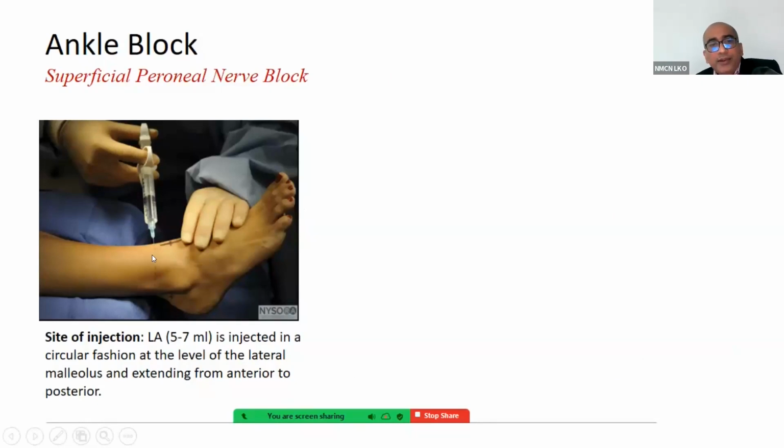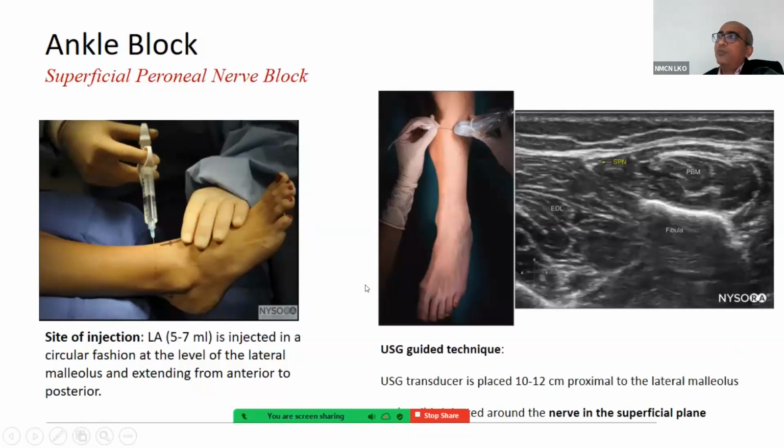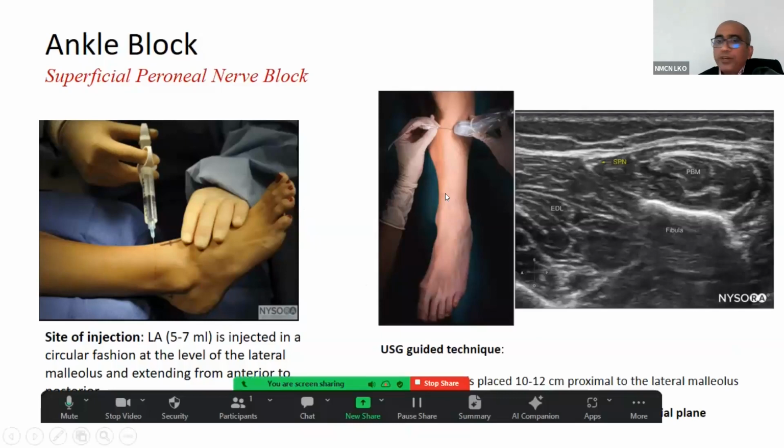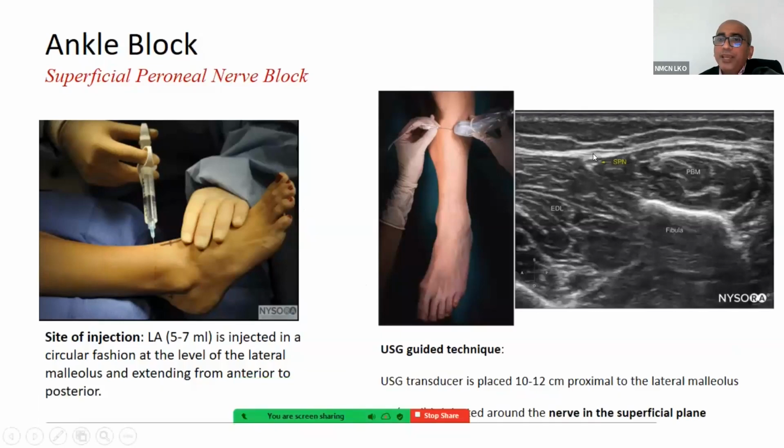Now, this local anesthetic can also be injected at a proximal level, and this is usually done more easily under ultrasound guidance. Approximately 10 to 12 centimeter proximal to the lateral malleolus, we place our probe like this in a transverse fashion, and in the subcutaneous plane, we identify the nerve and infiltrate local anesthetic to block the nerve.